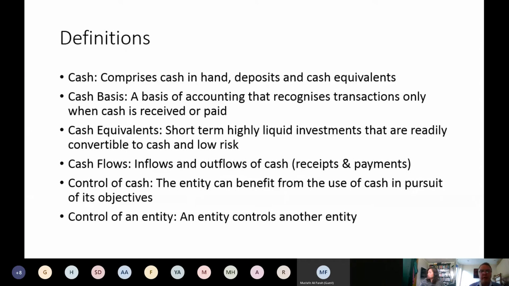So the third blob down, we've mentioned this already: cash equivalents, short-term, highly liquid investments, readily convertible to cash. That was the bond I spoke about, where the Ethiopian government will say, yep, there's your money back, or your fruit and veg in the shop. Okay, sell the veg quickly to pay the rent. Remember, liquidity. Another term that's quite popular here, cash flows: inflows and outflows of cash. In other words, receipts and payments.